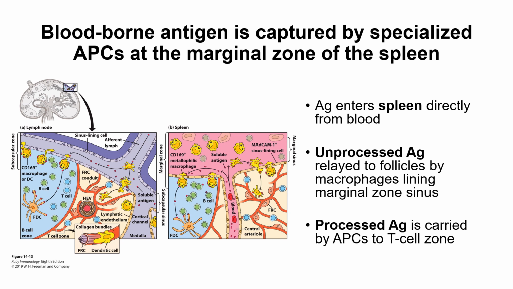The red pulp and the white pulp are separated by the marginal zone of the spleen. The white pulp is organized into your T cell zones, the periarteriolar lymphoid sheaths, and the B cell follicles. In the lymph node, that was the paracortex and the B cell follicles.